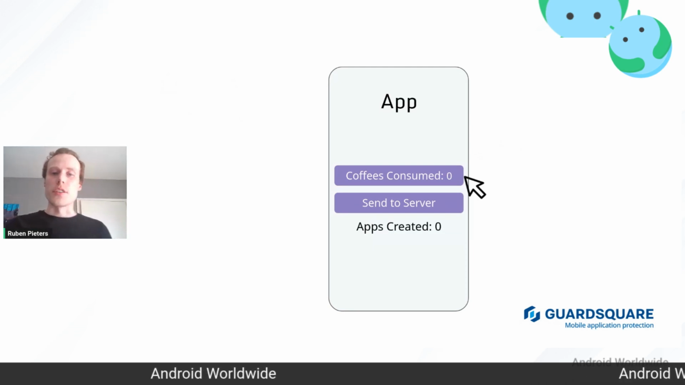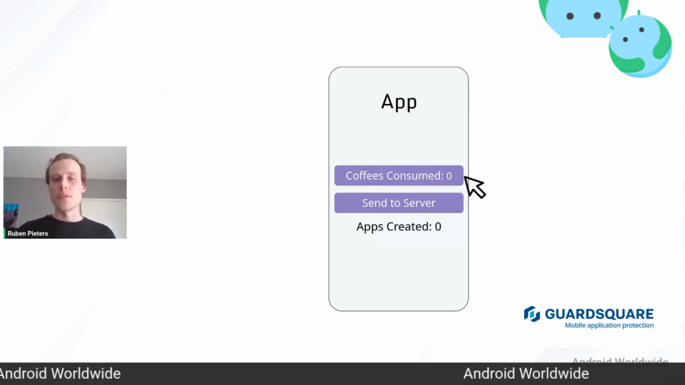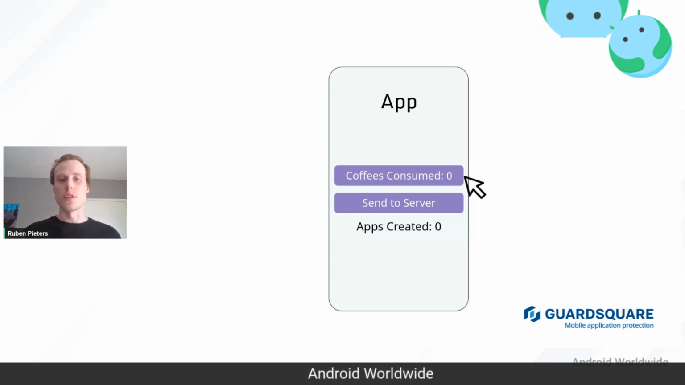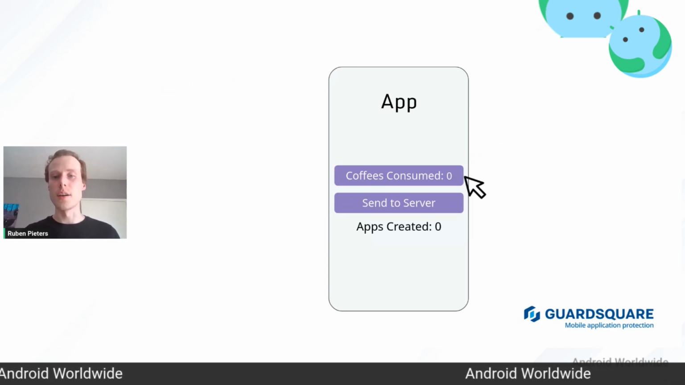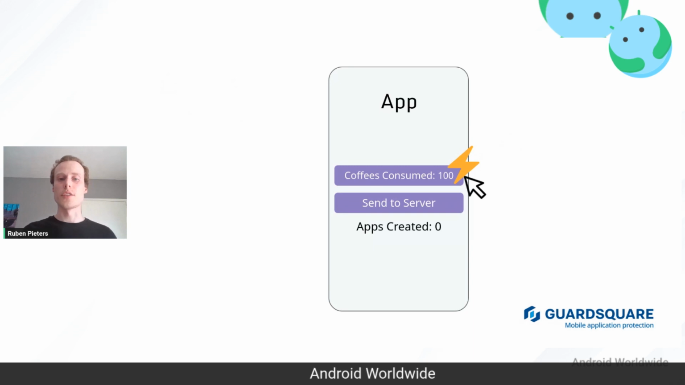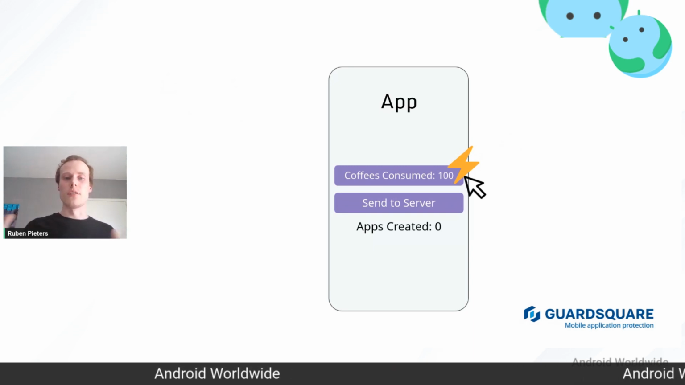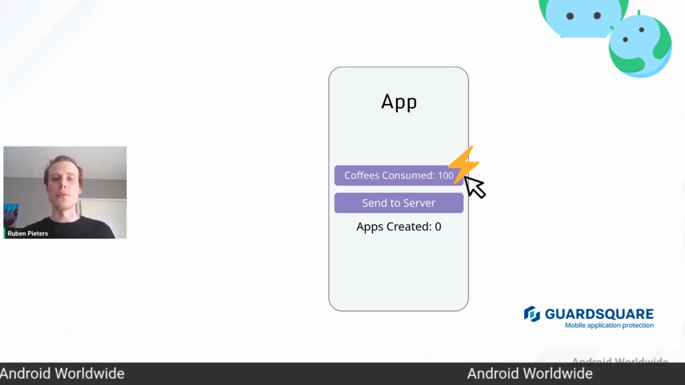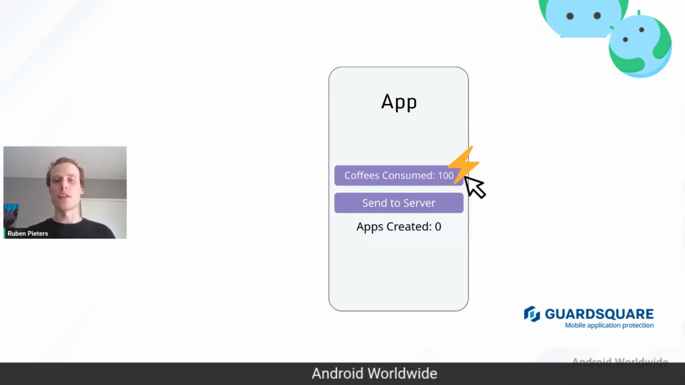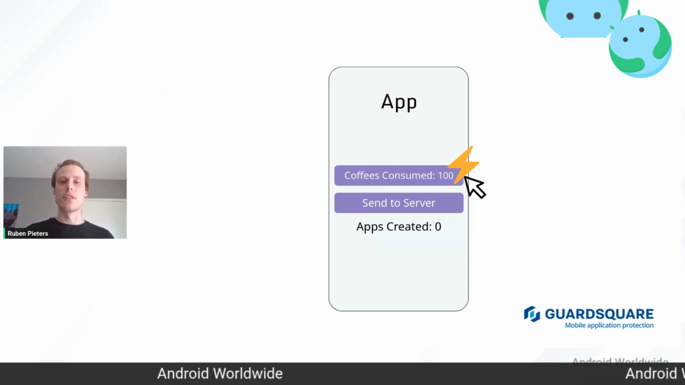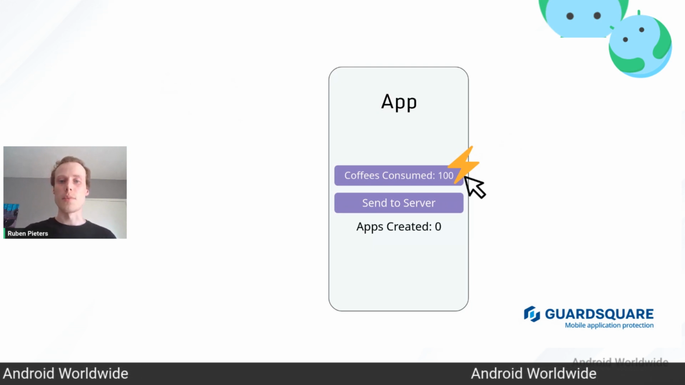And what kind of modifications can we do? We can really do all kinds of things as long as we are able to find how to do it. In this case, we're going to look at changing the amount of coffees that are being consumed, or changing the amount of apps that are being created. These principles of reverse engineering and modifying applications are applicable to all kinds of applications. I'm going to show them on this simple application here, but the basic principle doesn't really change that much if you're changing an actual released application, like a banking app or a gaming app or something else.